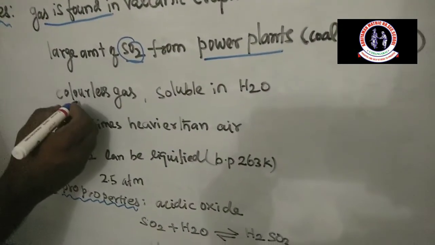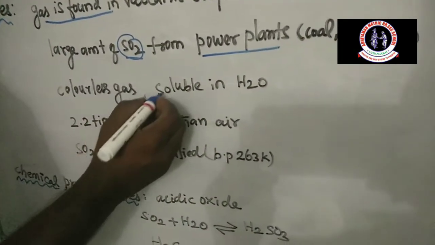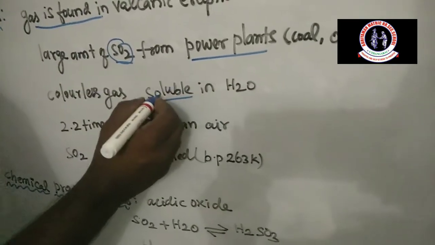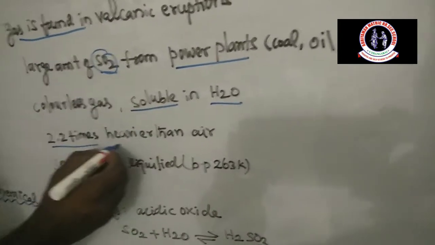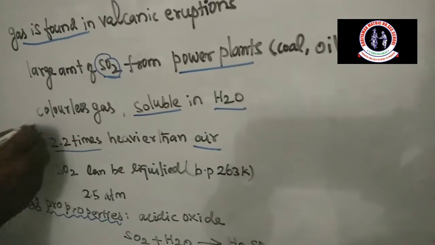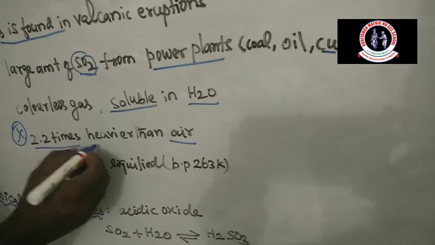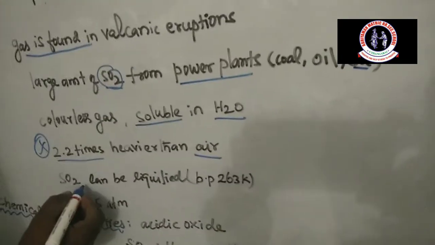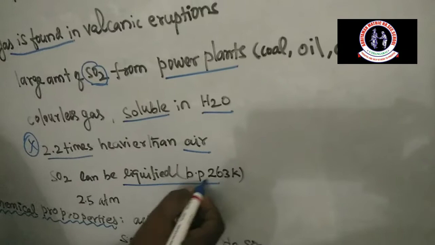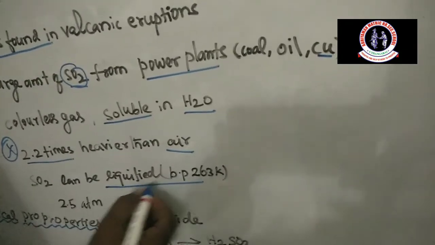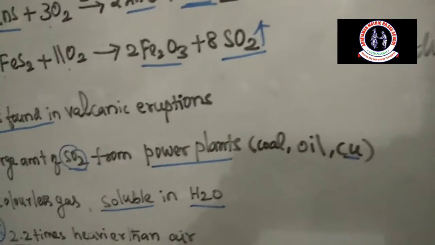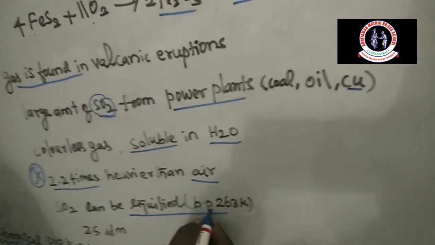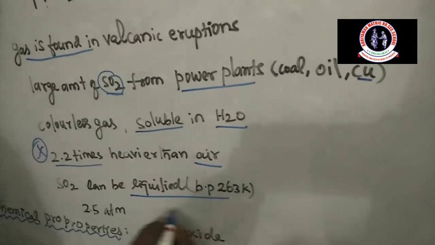Sulfur dioxide gas is colorless and at the same time highly soluble in water. It is 2.2 times heavier than air, which is important. Sulfur dioxide can be liquefied at 2.5 atmospheric pressure and 263 Kelvin.